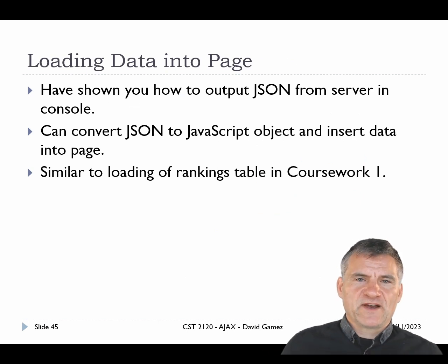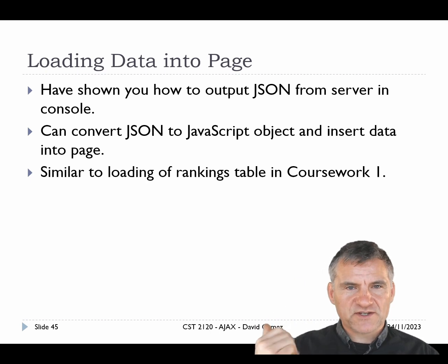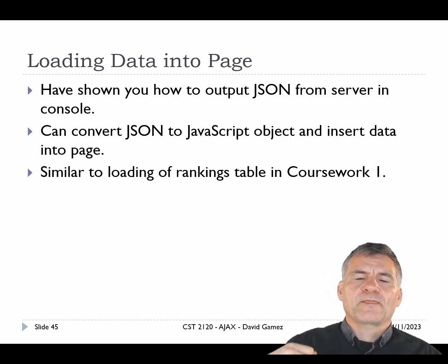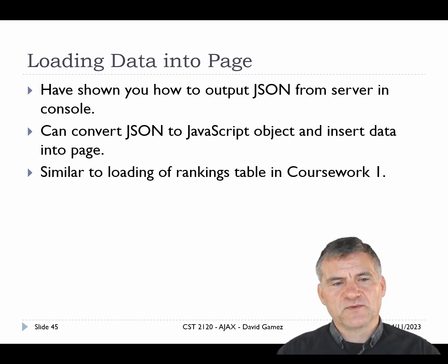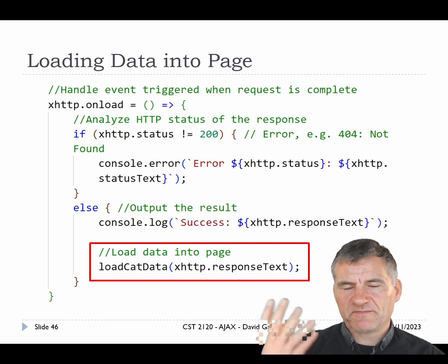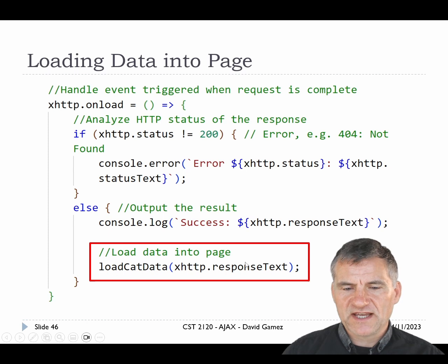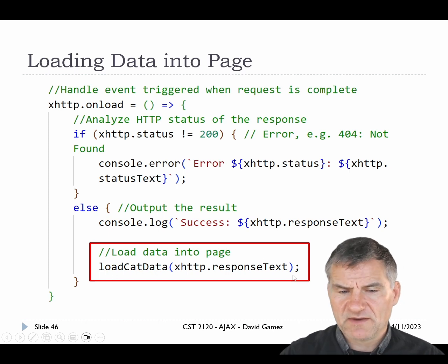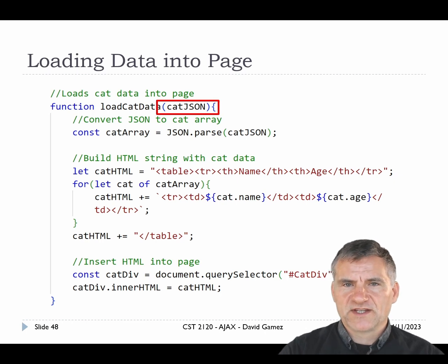But obviously that's not very user-friendly. The users don't want to do their shopping by looking at JSON strings in the console. What we'd usually do is convert the JSON into a JavaScript object and then insert that data into the page. That's just like we did with the rankings table in coursework 1. So to do that, I've written a separate function here called loadCatData. I'm passing the JSON string in here, the XMLHttpRequest response text.